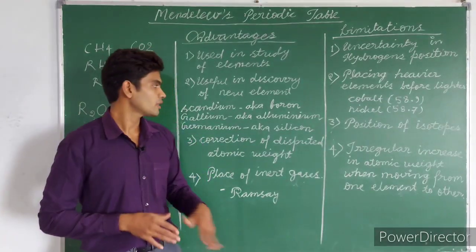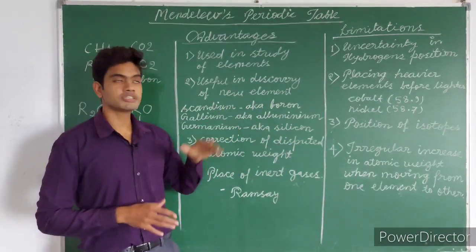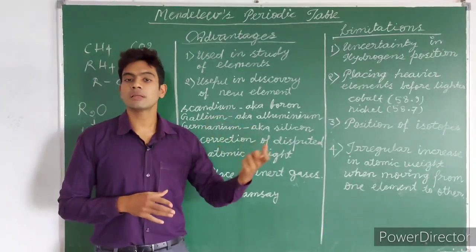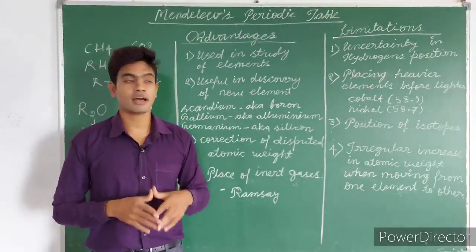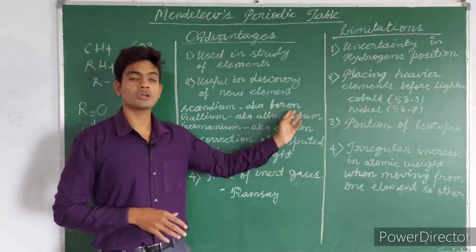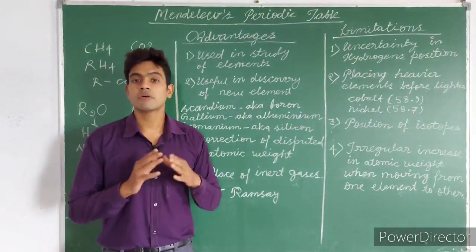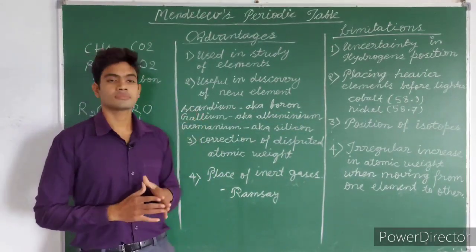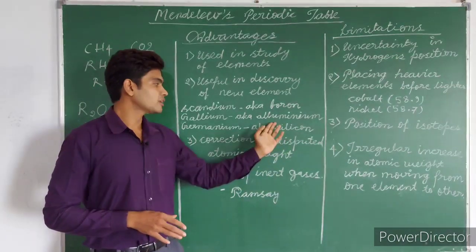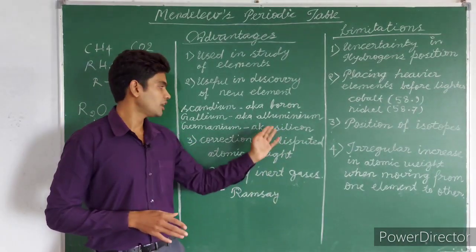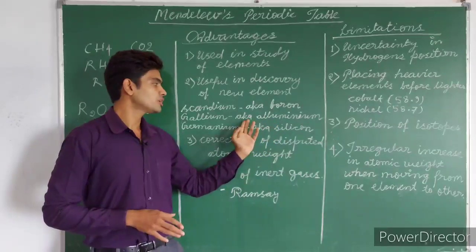So in this way, the blank after boron, that means the element which was expected to fill the blank after boron, was called eka boron, which was later discovered to be scandium. Similarly, the blank or empty box after aluminium was called eka aluminium.